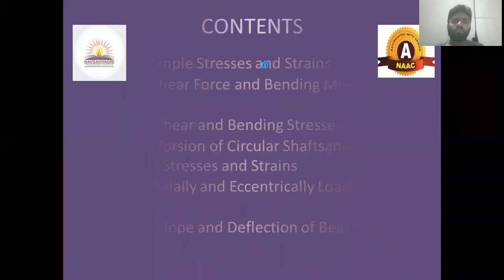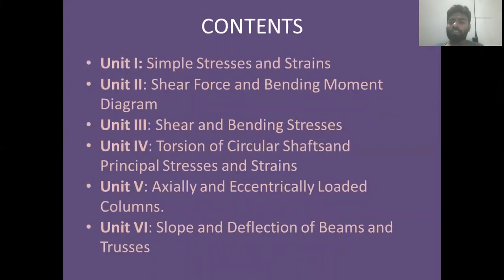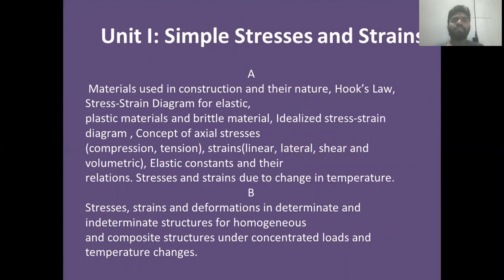So next, moving onwards. Let's see what topics, what units are to be covered in this mechanics of structure. The first unit is simple stress and strain. The second unit is shear force and bending moment diagram. The third unit is shear and bending stresses. The fourth unit is torsion of circular shafts and principal stresses and strains. The fifth unit is axial stress and eccentrically loaded columns. The sixth unit is slope and deflection of beams and trusses. So in this we are going to see the first unit next.